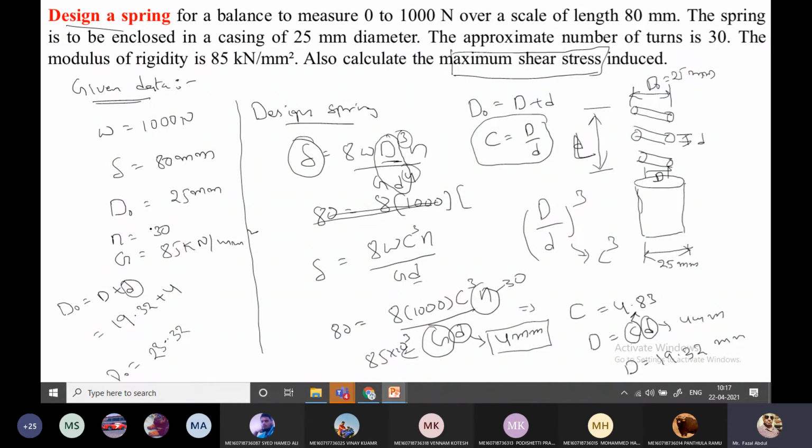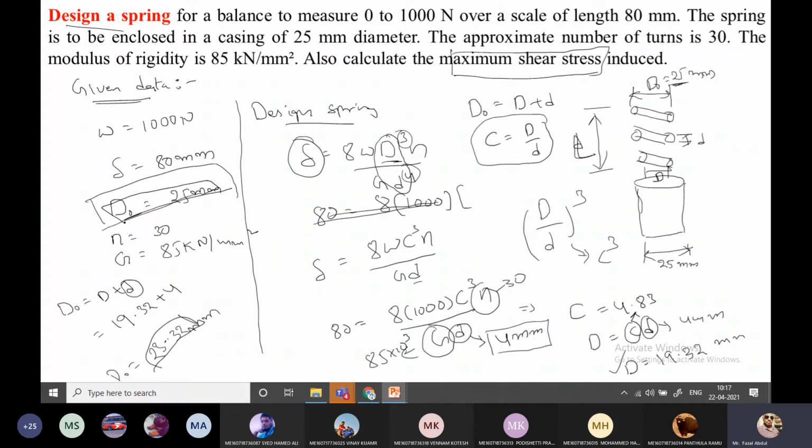So see here, the outside diameter, meaning the casing diameter, is given in the question, nothing but the outside diameter of the spring, 25 mm is given in the question. But by assuming the wire diameter as 4 mm, we got the mean diameter of the spring as 19.32, and by adding these two, we are getting the outside diameter as this much. It means our calculated value is within the limits, not exceeding the permissible value.